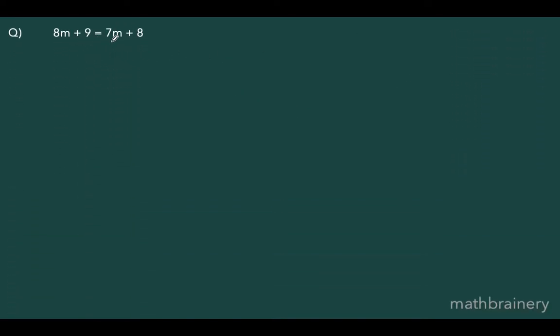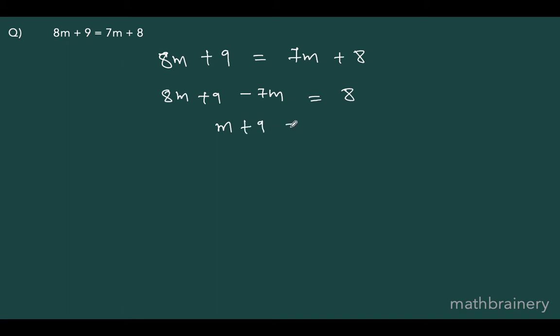8m plus 9 is equal to 7m plus 8. Let me transpose 7m to the left hand side. It will be 8m plus 9 minus 7m. When I am bringing it to the other side, its sign changes. This is equal to 8. 8m minus 7m will be m, plus 9 is equal to 8.